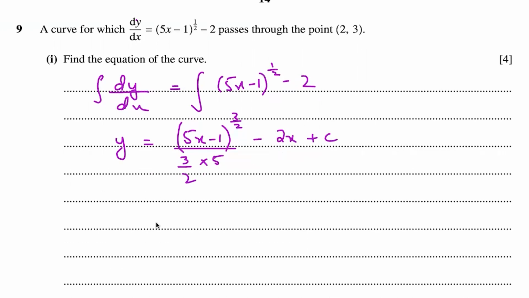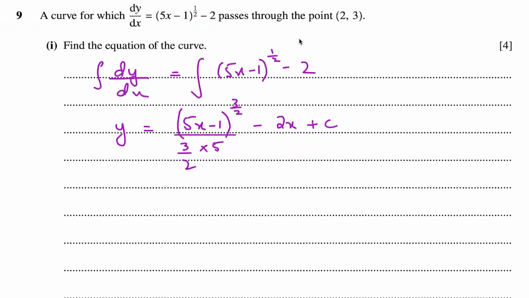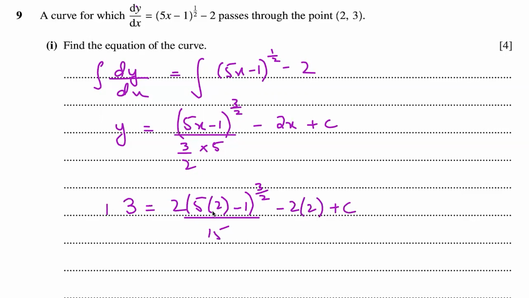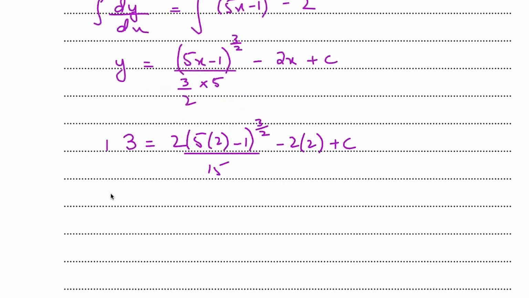Now to find the value of c, we'll substitute the coordinates (2, 3). So substituting y equals 3 and x equals 2, we get minus 2 times 2 plus c. So 5 times 2 is 10, 10 minus 1 is 9. So 9 to the power 3/2 will become 27, as the square root of 9 is 3 and 3 cubed is 27, minus 4 plus c.